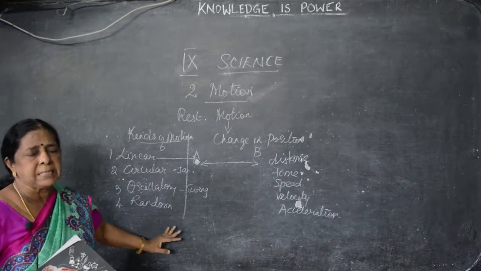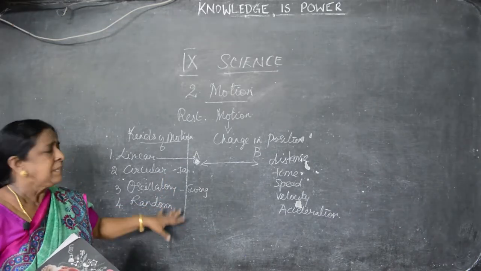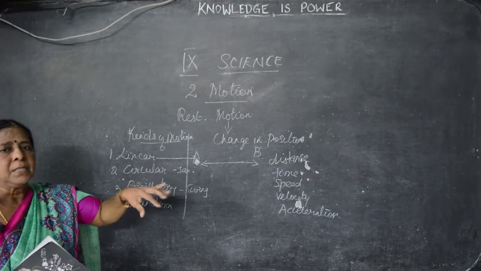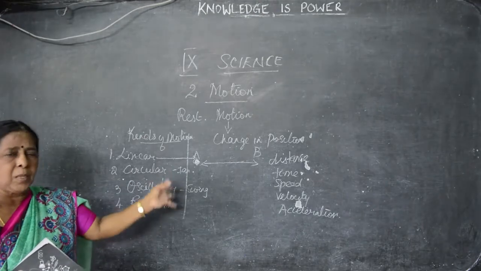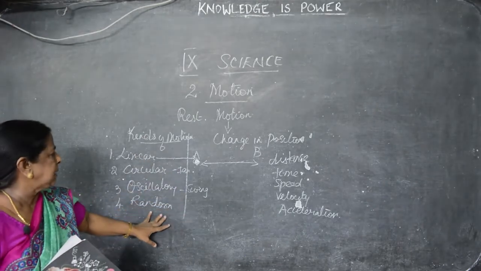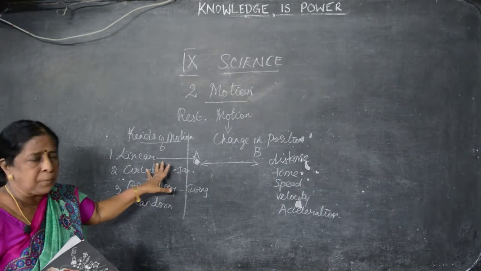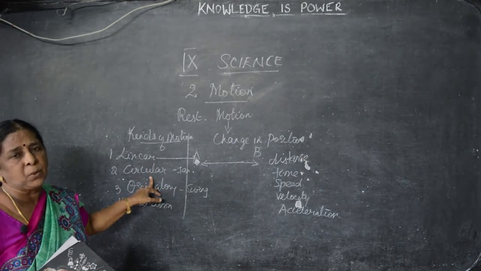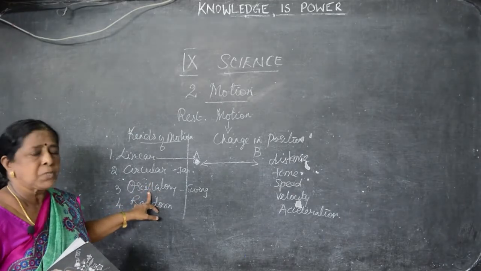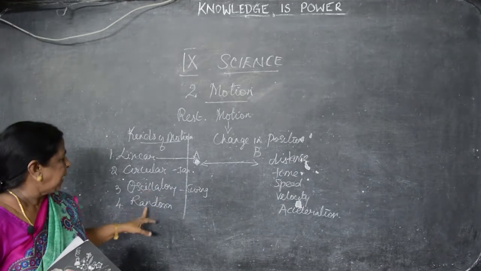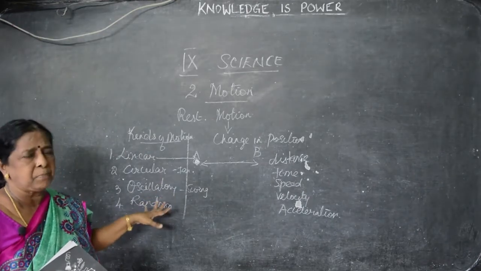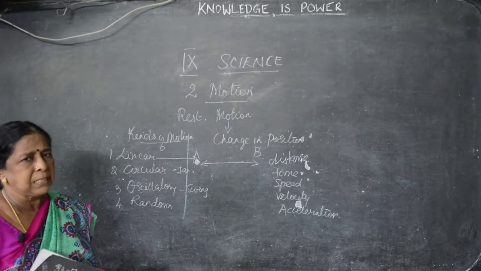And the next one is random motion. Random motion means we cannot designate what kind of motion it is. The particles are bombarding each other, dashing with all the particles together. This is random motion. So linear motion is in a straight line. Circular motion is circulating around a particular thing. Oscillatory motion is a to and fro motion. And random motion is apart from these three. It is in any direction, any place. This is known as what? Random.